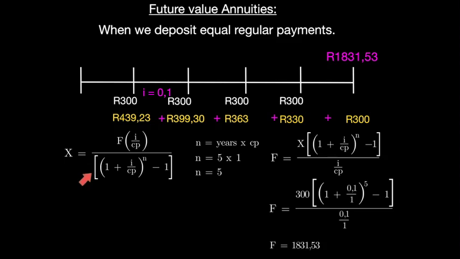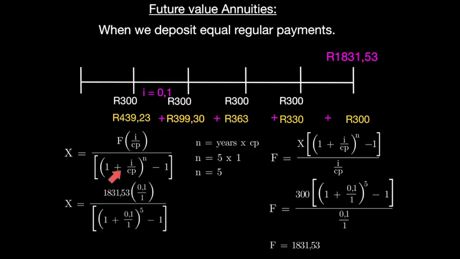You can memorize this one as well, where F is our future value. So we're going to take this 1,831 Rand and 53 cents and put it in the place of F. You already know i is 0.1. The compound periods is 1. And then we have 1 plus, again, 0.1 over 1, to the power of 5, because n is 5: we're going to make 5 regular payments over the next 5 years. We do it the same as here, and minus 1. Once we type this into our calculator, we end up with that regular deposit of 300 Rand. And that is how a future value annuity works.